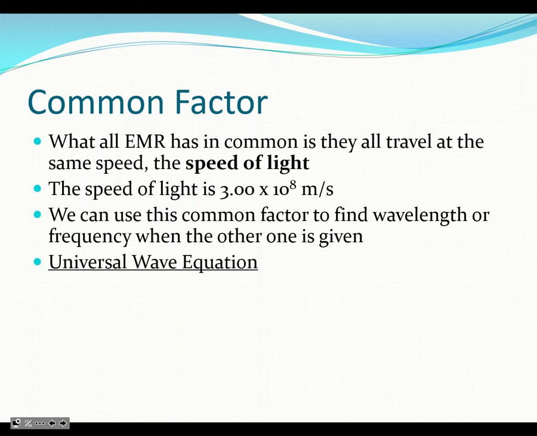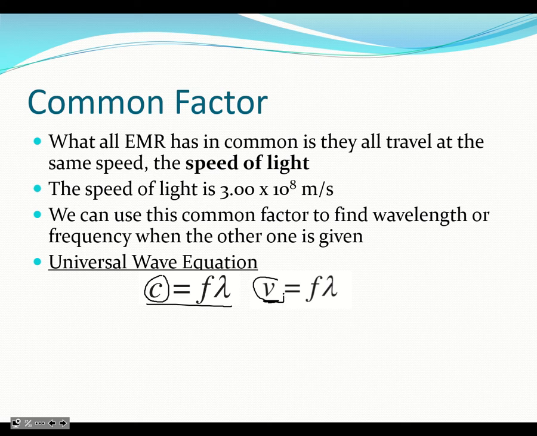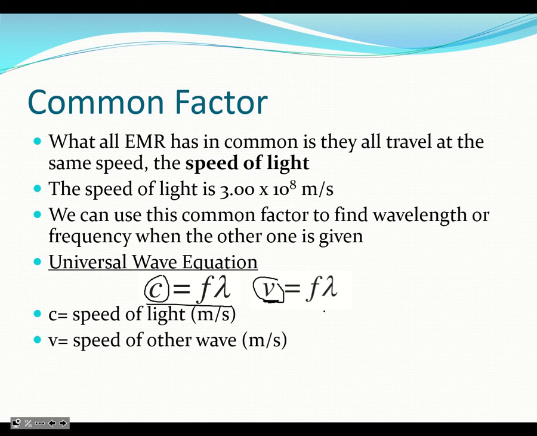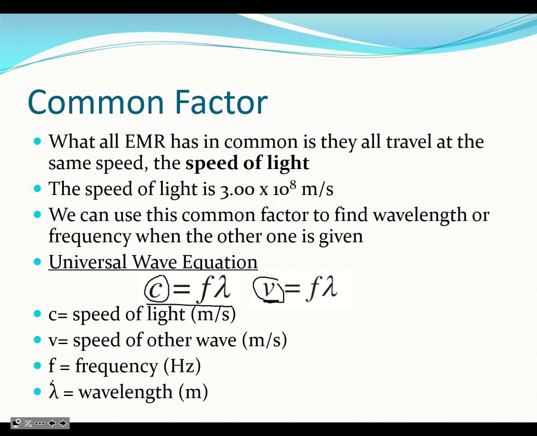So what we can use is a universal wave equation, where c is the speed of light. So this is for all EMR. This is a formula that we would want to use. But if we were talking about other types of waves like sound waves, we call it v because it doesn't travel at the speed of light. It's the same formula, but it just has its own unique speed that would have to be given to you in the question. So c is the speed of light, v is the speed of any other type of wave other than EMR, f is our frequency, and this lambda, this is a Greek letter, lambda is our wavelength.